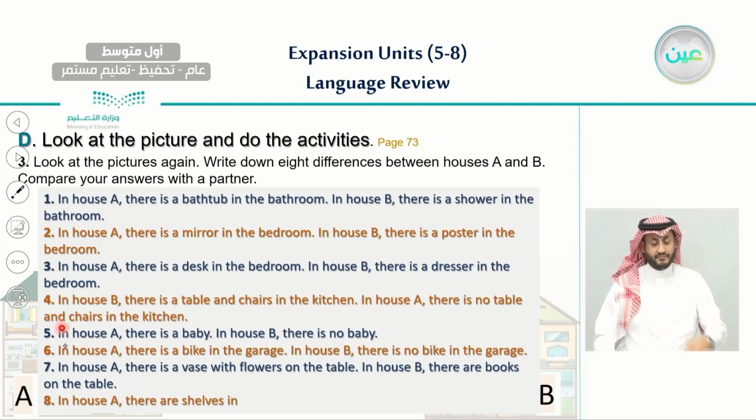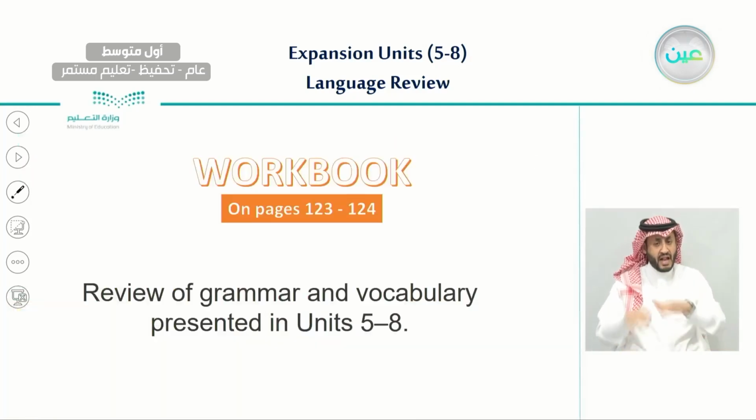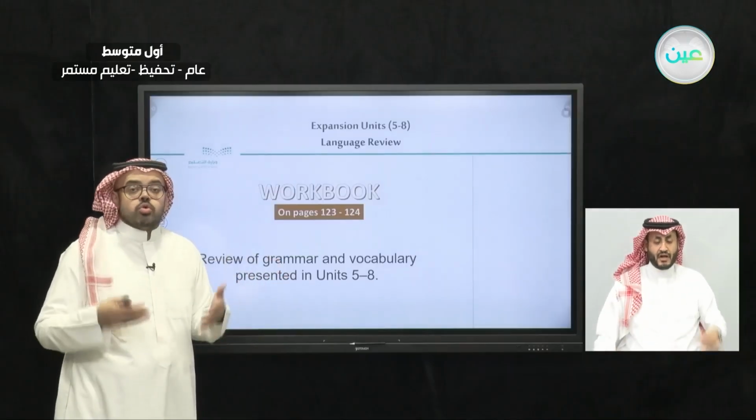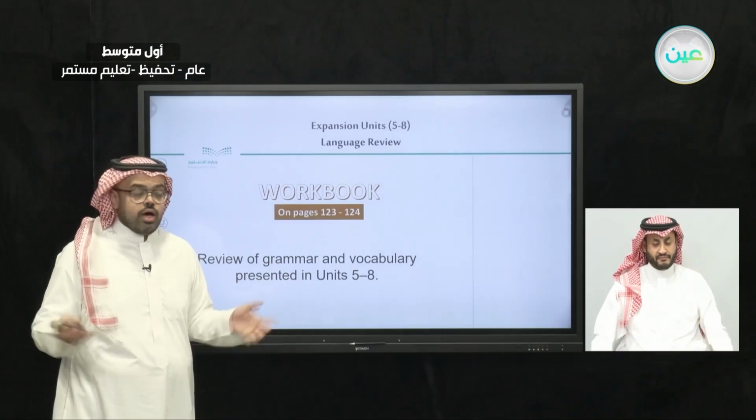And also number 5, in house A, there is a baby. In house B, there is no baby. Number 6, in house A, there is a bike in the garage. And in house B, there is no bike in the garage. And number 7, in house A, there is a vase with flowers on the table. And in house B, there are books on the table. And the last one, in house A, there are shelves, and in house B, there are no shelves. So here you have these differences, or you can write more differences between these two houses.